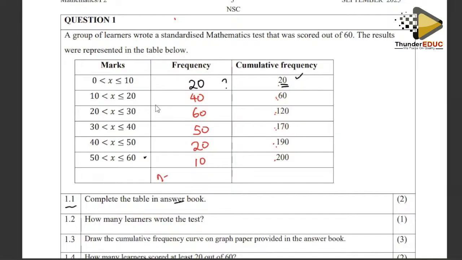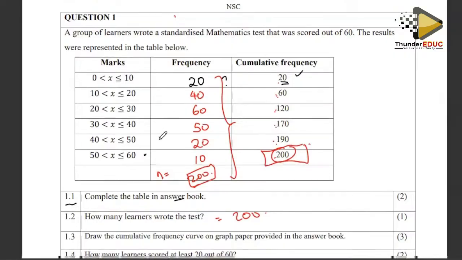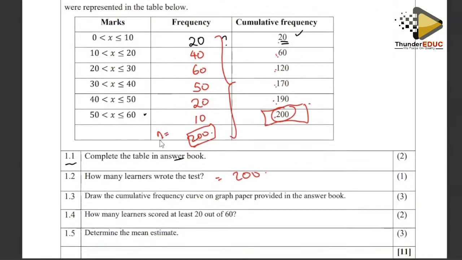Now, if we want the total here, it should be equivalent to the last cumulative, which will be 200. So how many learners wrote the test? It's basically 200. So even without adding all of this, the last cumulative value should be able to give us that answer. Now they want us to draw a cumulative frequency graph.